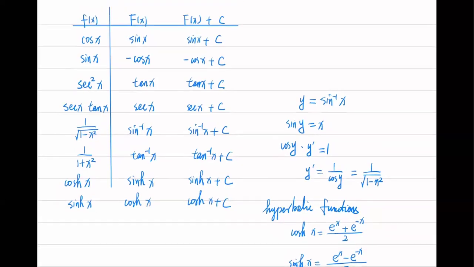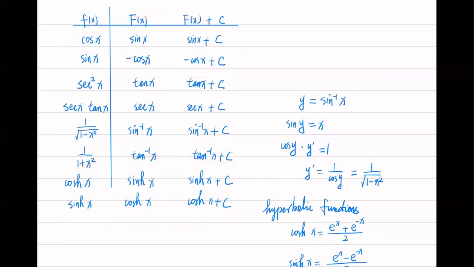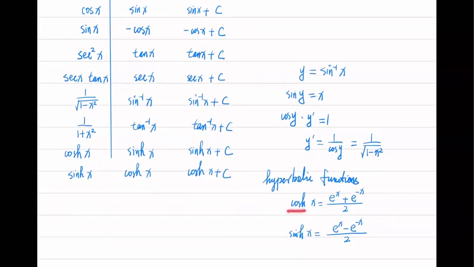Okay, now if we compare the regular trig functions with the hyperbolic trig functions, they're similar, but there are some differences. There's no negative sign for this hyperbolic cosine, because when we take a derivative of hyperbolic cosine, this sign stays the same. We flip this one, we get sine, not negative sine.